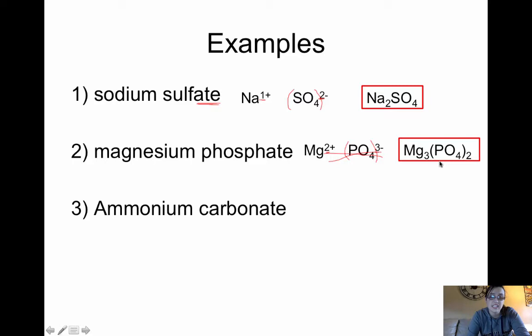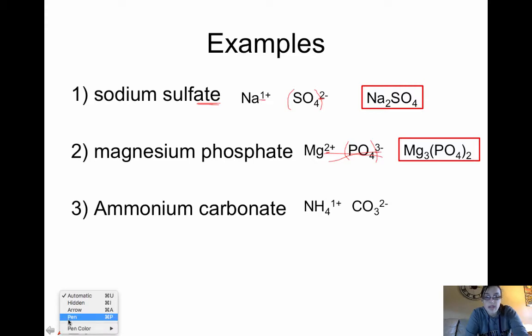And finally, the example is ammonium carbonate. Now, if you try to look on the periodic table, you're not going to find ammonium. That's because it's the positive polyatomic. So it's NH4 plus 1. And carbonate, again, carbon. And then the ATE means it's a polyatomic. So carbonate is CO3 2 minus. Now, just like before, any polyatomic. So polyatomic, poly means many, atomic for atom.